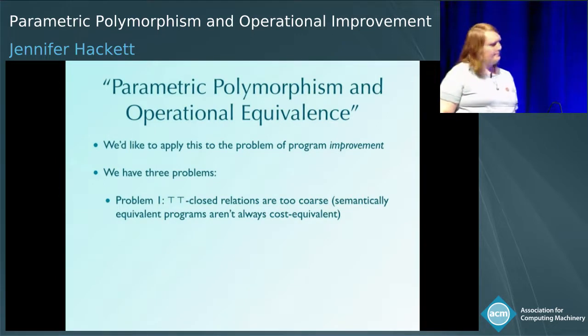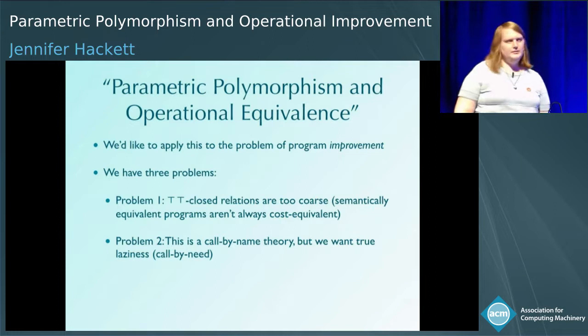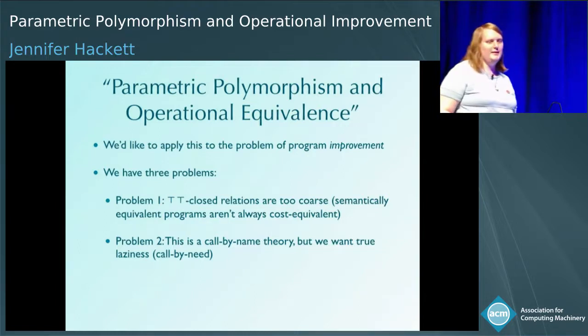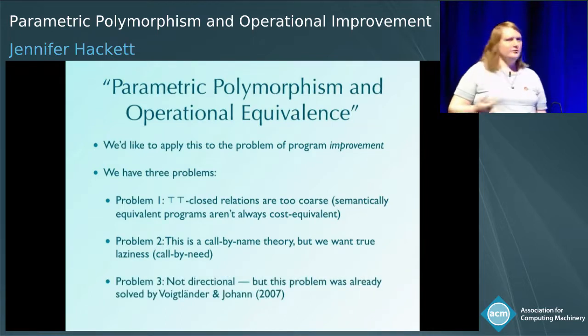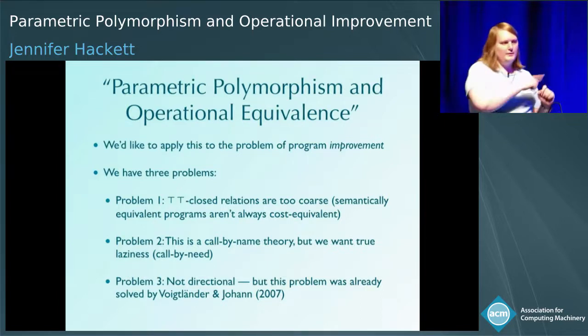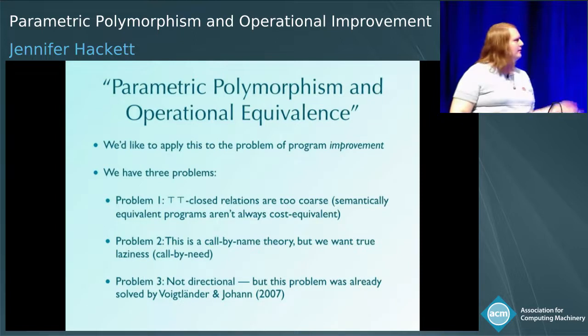The second problem is that this is actually a call by name theory, but no one really uses call by name so much anymore. We like call by need, right? And the third problem is that it's not directional, because if you remember in the previous slide, there were these equivalences. We'd like it to be a one-way thing, like improvement theory is, but this problem has already been solved. We'll just take their solution, and that's fine.